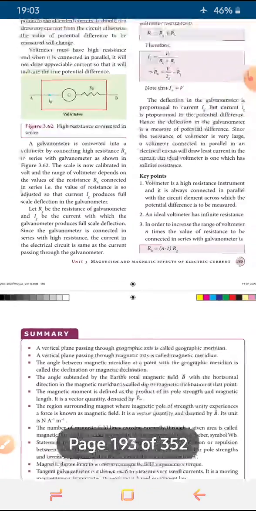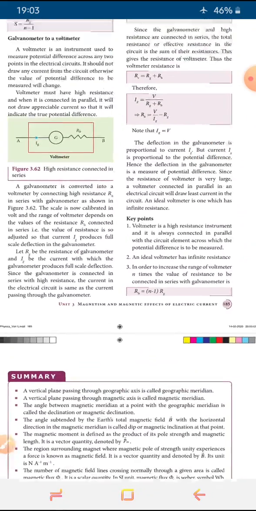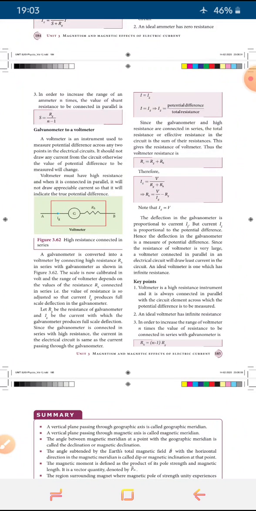With these key points, this unit is getting over. This is a somewhat big unit, we can say, but it is an important unit for higher studies too. If you study physics in higher studies, these topics and these concepts will definitely be more helpful.